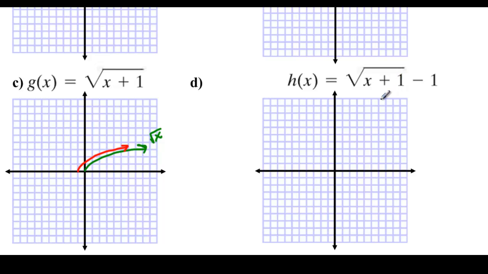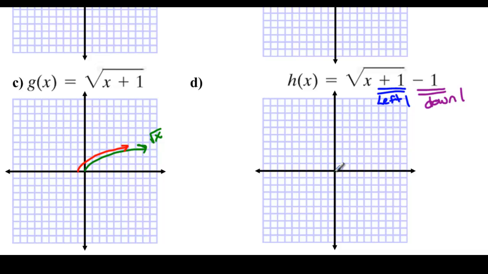For d, we're going to be doing two things. So we have the square root of x plus 1, which we just talked about here. That plus 1 moved it to the left by 1. And then this minus 1 is not with the x. This minus 1 is not with the x, so it's going to be exactly what it looks like, up or down. So this is going to go down by 1.